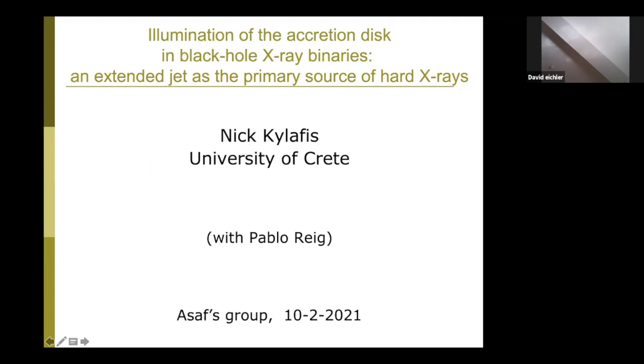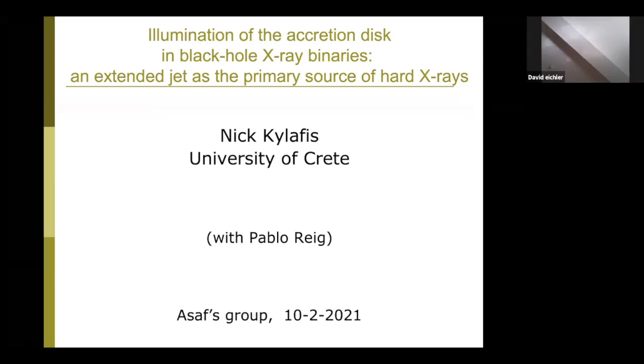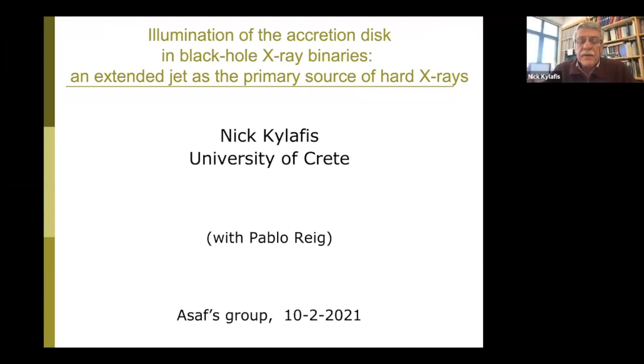Why does the iron line mean reflection? Why does the iron line imply reflection? It is photo absorption and then emission. So there is no other way from an accretion disk or from a black hole to get an iron line.